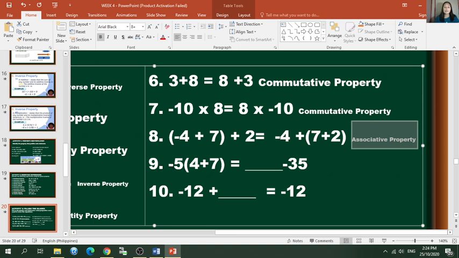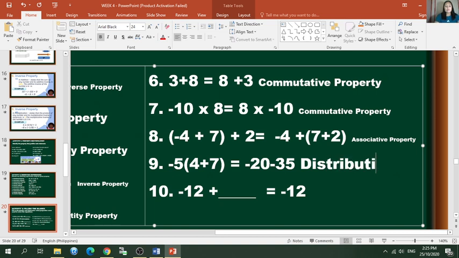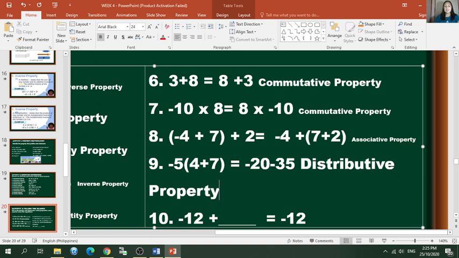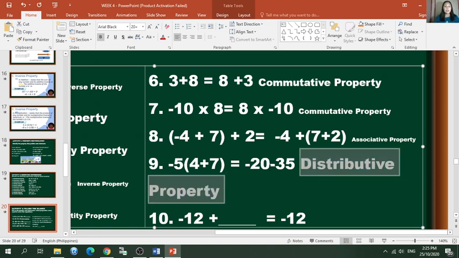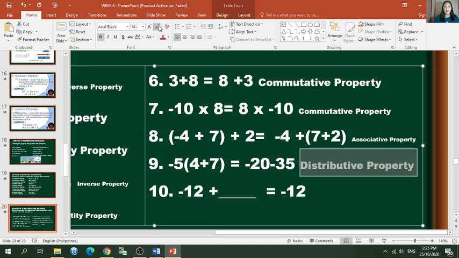Negative 5 multiplied by 4 plus 7. Take note that we have here negative 35 and that is taken from negative 5 times 7 and that is negative 35. And we have also negative 5 times 4. The correct answer is negative 20. Okay, negative 20. And it is what we call distributive property. In your answer, there should always be the last word, property.